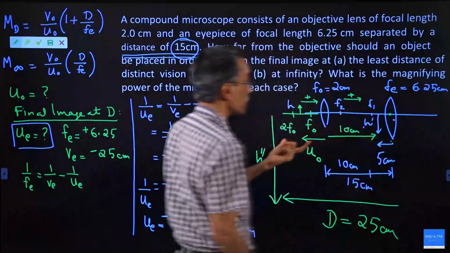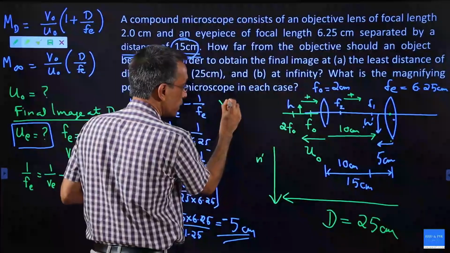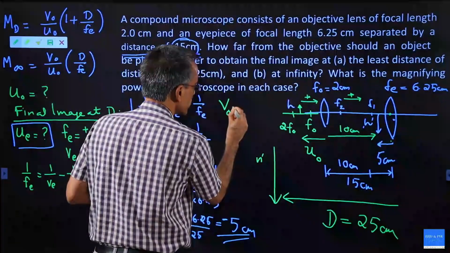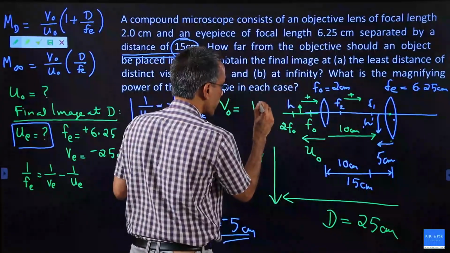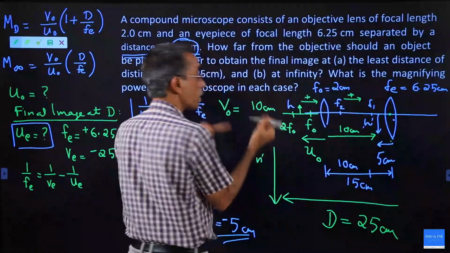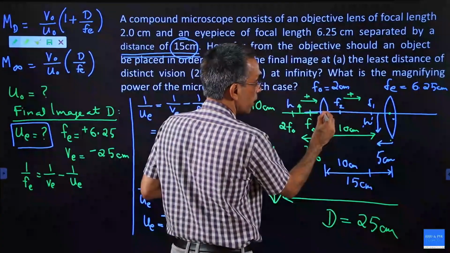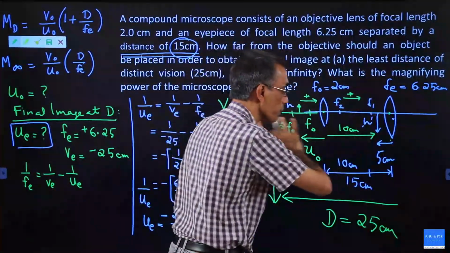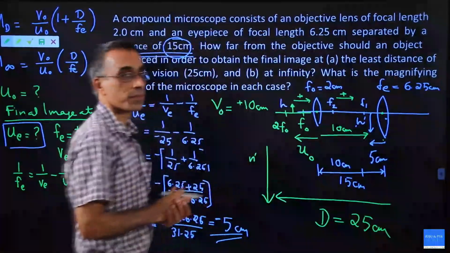And what is this 10 centimeter? That is the image distance of the objective lens. Image of the object, this distance is 10 centimeter. Now is it plus 10 or minus 10? You are measuring it with respect to this point, and the light is incident like this. So you are measuring it from the lens to that point, so that is plus 10.